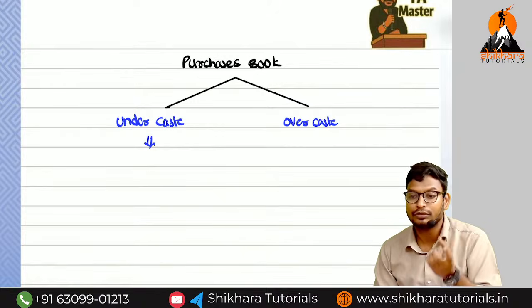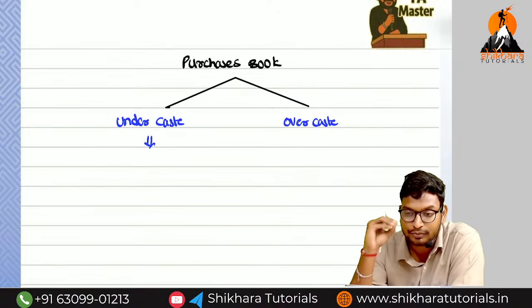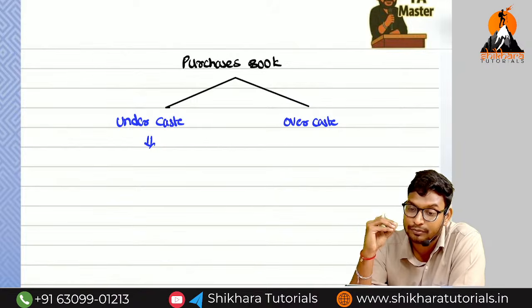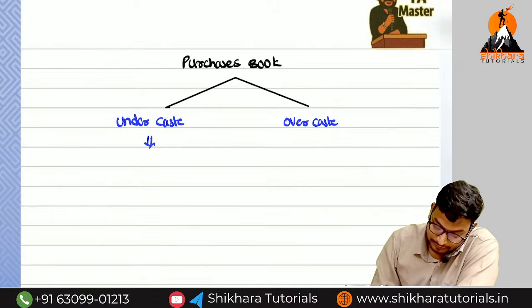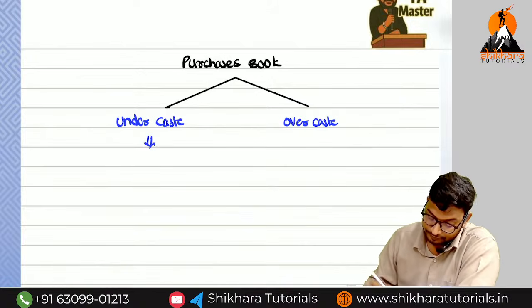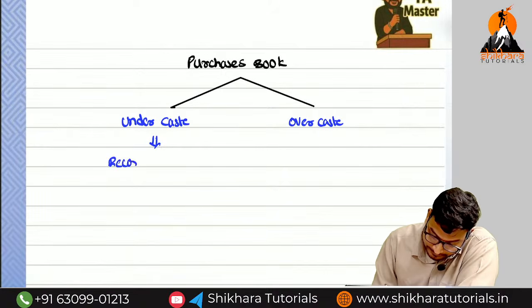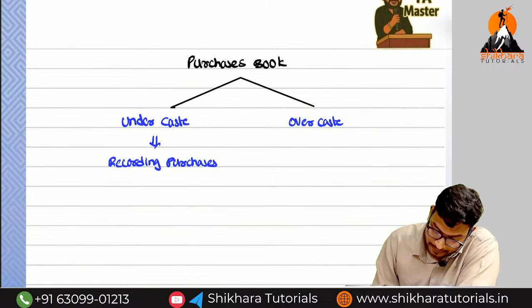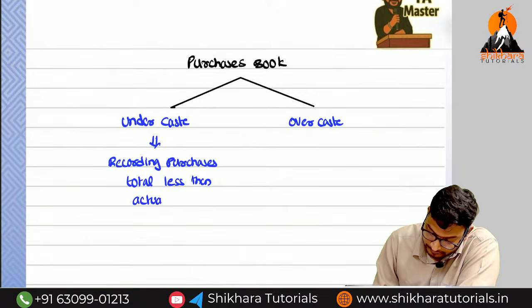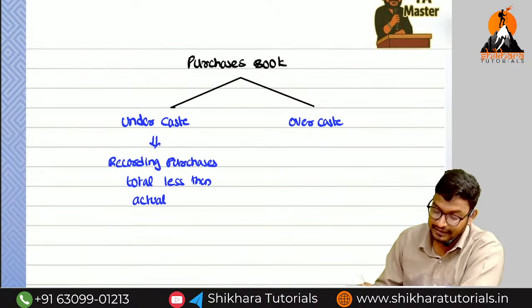What is the difference? 2,000. Normally the purchase total should be 10,000, but they have brought forward 8,000. So what is the undercast amount? 2,000. So undercast means recording the purchase book total less than actual.